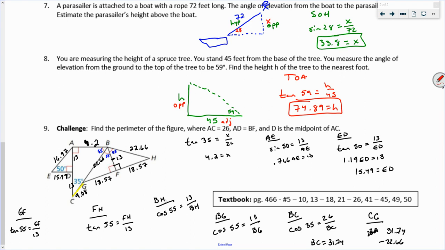So 16.97 plus 15.44 plus 13 plus 9.08 plus 18.57 plus 18.57 plus 22.66 plus 4.2. Then the perimeter looks to be 118.49.